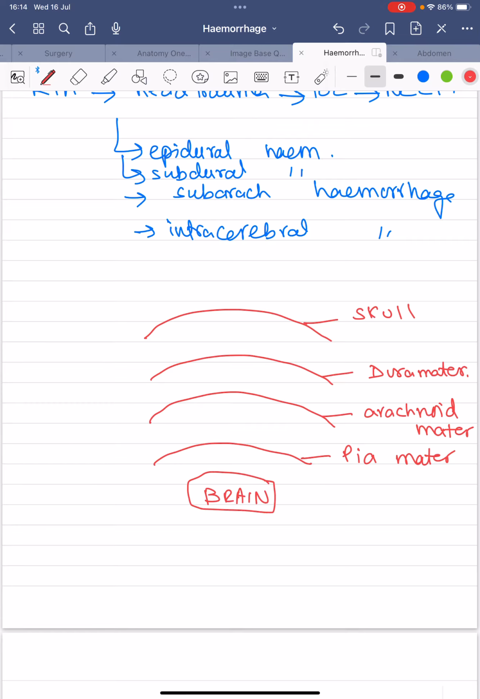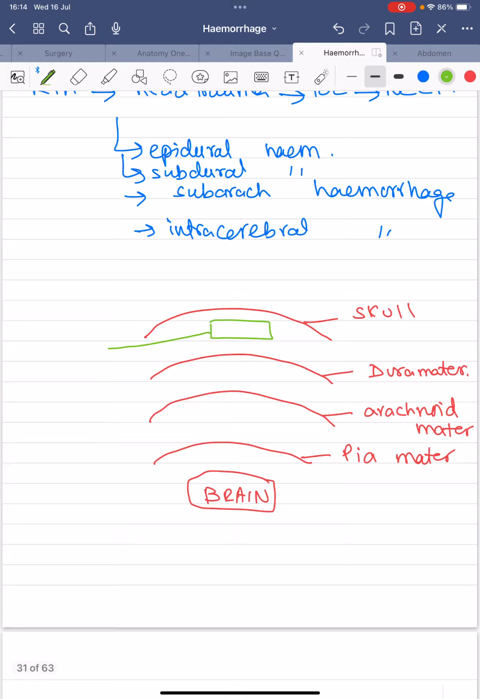Now we must understand that if the bleeding is between the skull and the dura mater, this is known as epidural hematoma, also known as extradural hematoma. So this is your epidural space or extradural space.